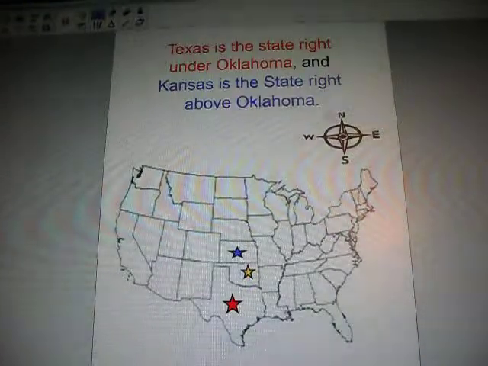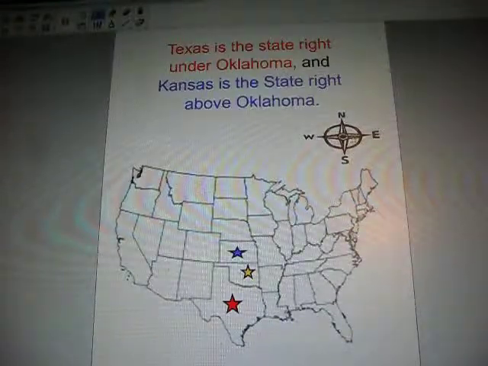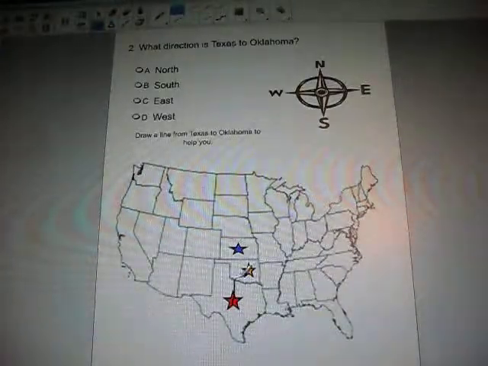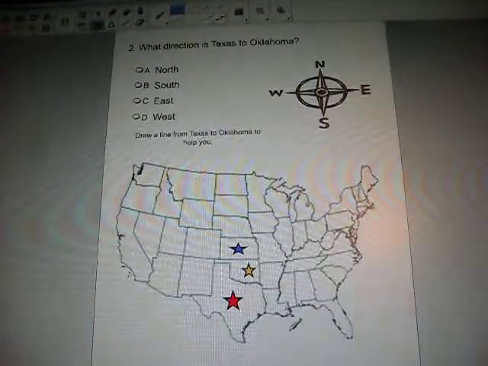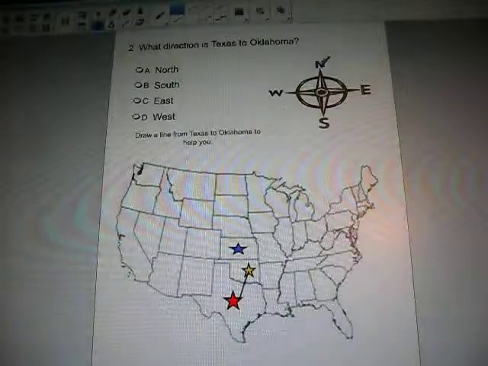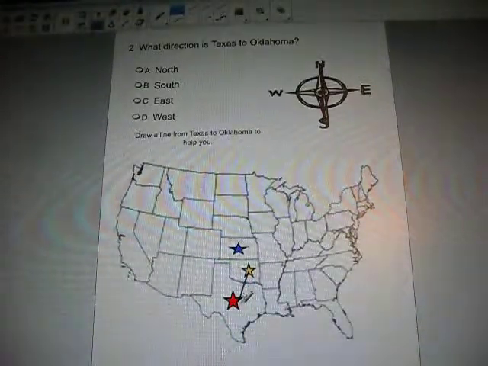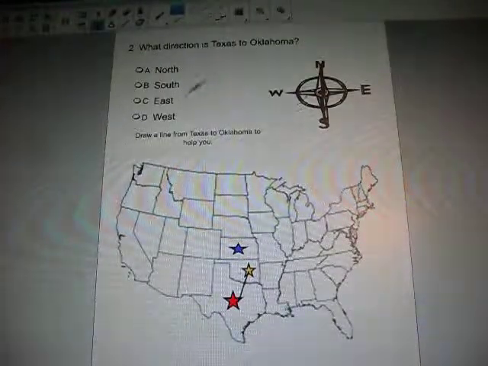Notice I have a compass on every slide so that the children can identify the north, south, east, and west of where everything is. In the next slide I ask, what direction is Texas to Oklahoma? And I've asked the students to draw a line from Texas to Oklahoma, which, that's a really curved line, but I've asked them to draw a line. So if they go about a straight line, they'd be able to look up at the compass and realize that's a north-south line, not an east-west line. So they'd be able to say, okay, well, Texas is below Oklahoma, which is south.